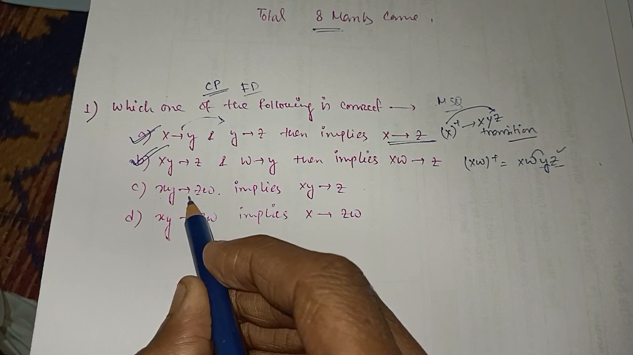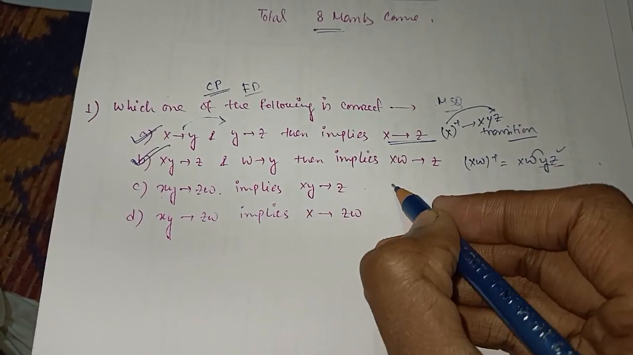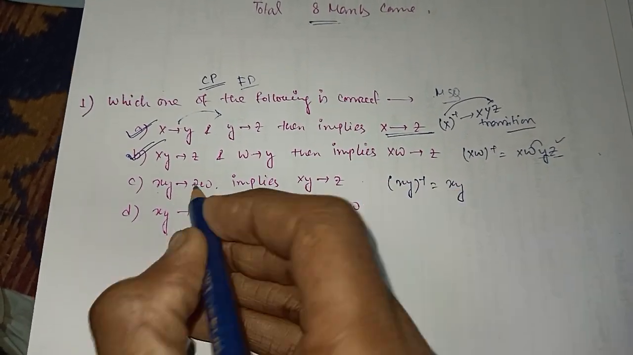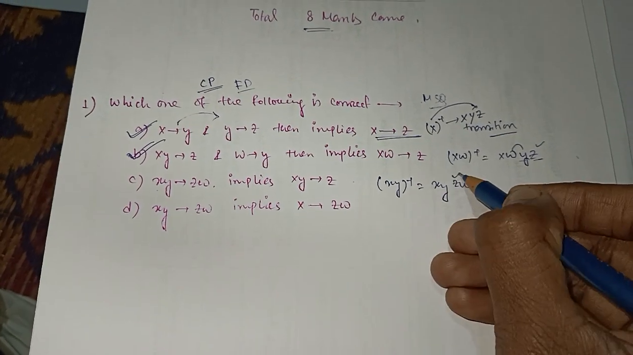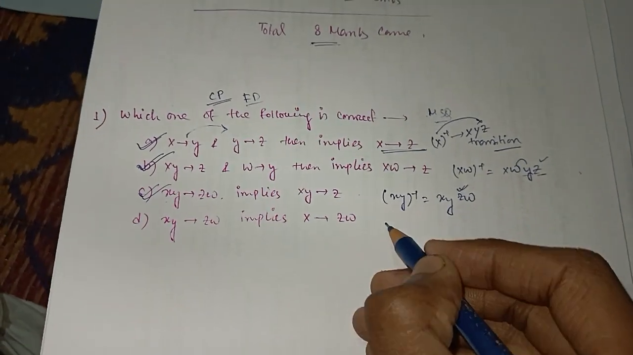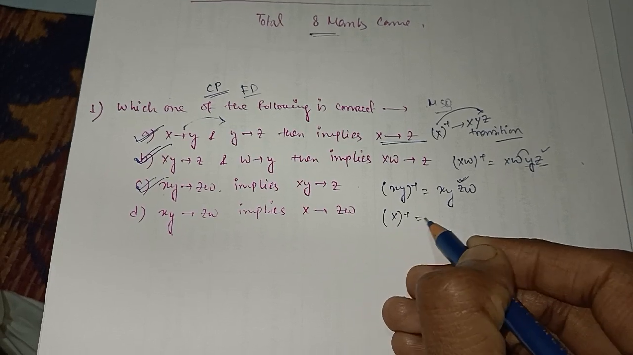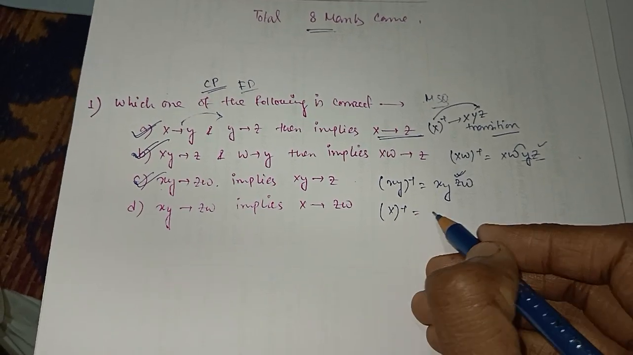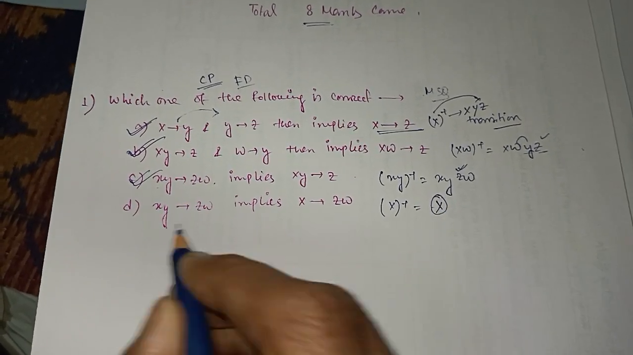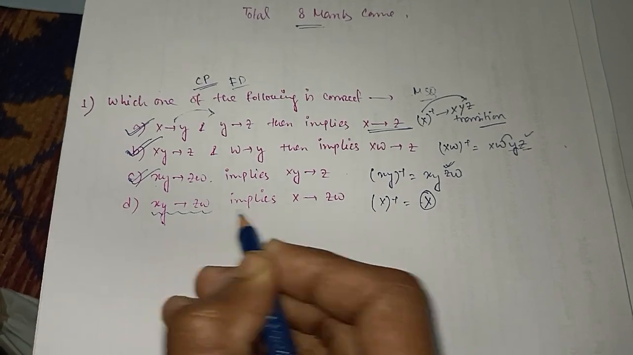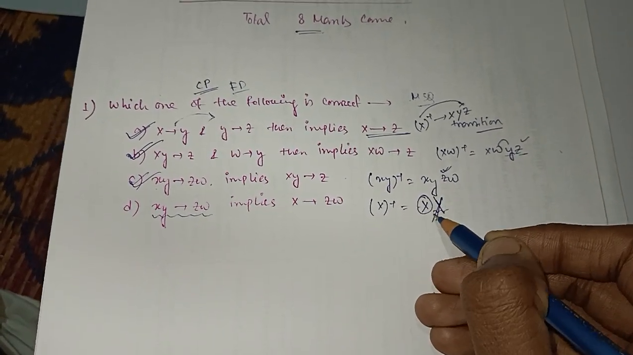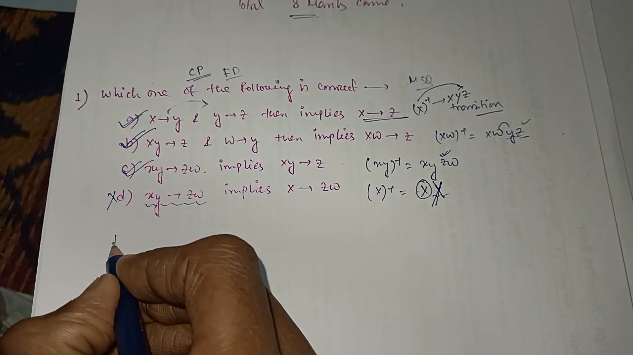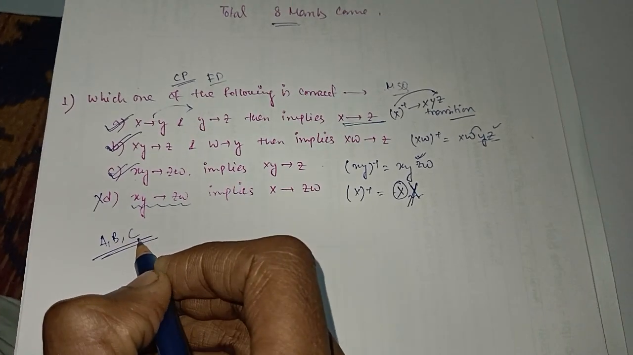Third, XY derives ZW, then it implies XY derives Z. If we find the closure of XY, we get XY, and the XY closure includes ZW, so we also get Z. So this is also implied. In option D, we check the closure of X. XY derives ZW, which implies X derives ZW, so for the closure of X we get only X, and here we get XW, but we do not get Y, so we do not get anything further. So this option is not implied. The answer of the given MSQ question is option A, option B, and option C.